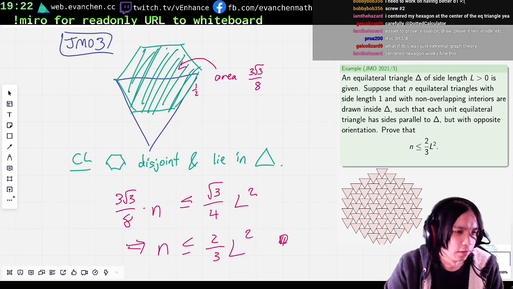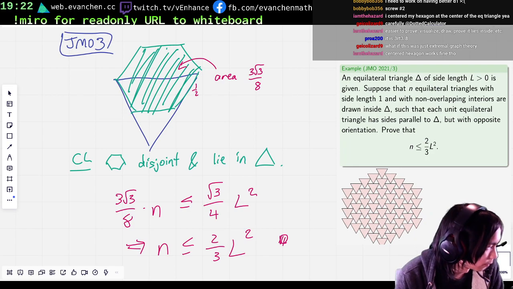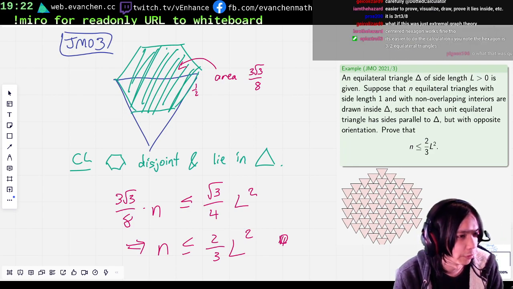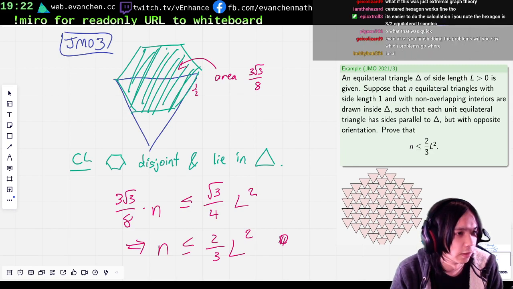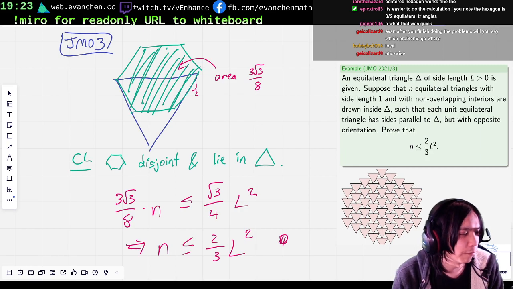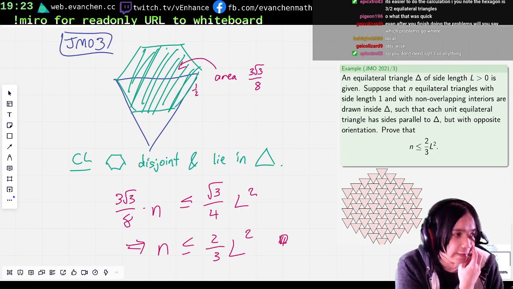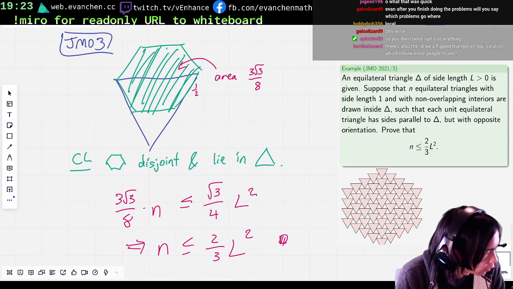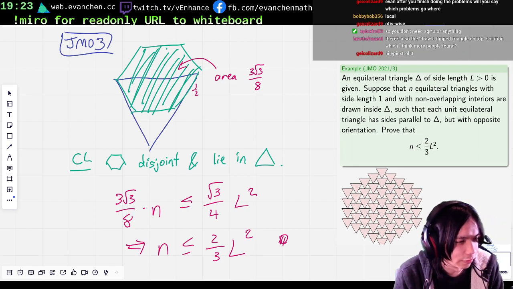You can shift the hexagon if you want. That doesn't really matter. This one's a little easier. This is the sharpest one for which it lies inside the big triangle. It's a little easier if you do it this way to show that they lie inside the big triangle. Yeah, 3/2 equilateral triangles.